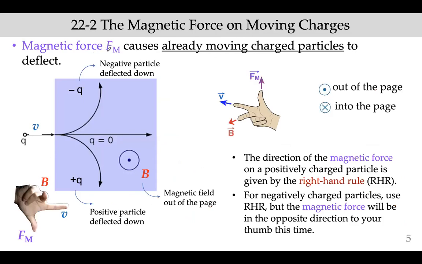So let's talk about magnetic force. Magnetic force causes already moving charged particles to deflect. For magnetic force to affect a particle, there are two conditions. One of them is that they have some velocity which is not zero, so they're already moving. If there is zero velocity, then the magnetic field doesn't create force on that particle. The other one is charged particles, so the charge is also not zero. If the charge of a particle is zero, then the magnetic field does not affect it.